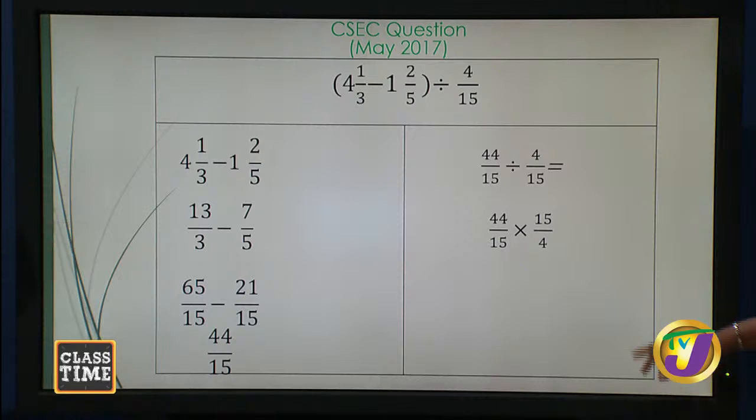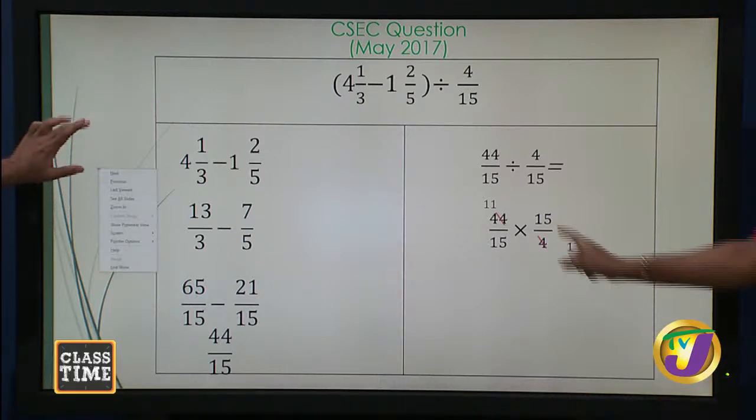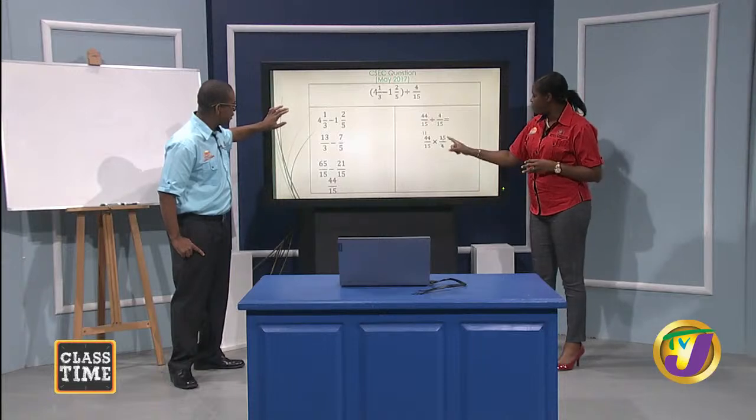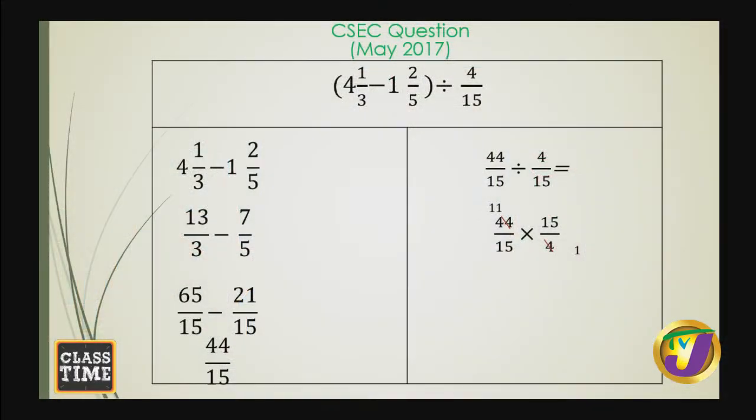And that would give us, so we can reduce, simplify, before, dividing by 4 and dividing these by 15, and that would give us 11 divided by 1, which is the same as 11. All right, good.